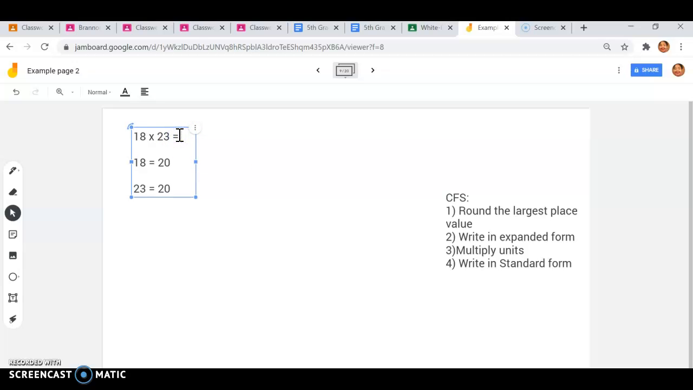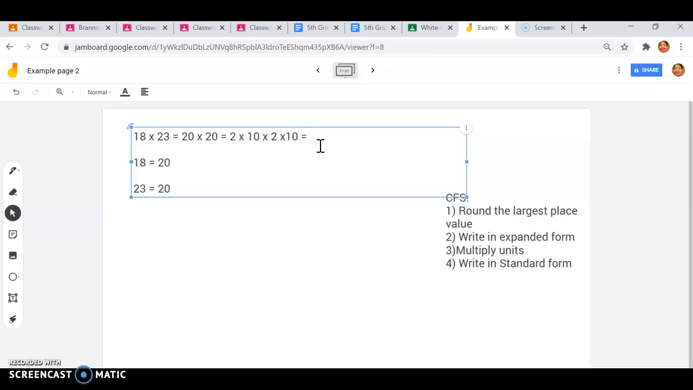So when we come here, our estimation is going to be 20 times 20. And I'm going to expand this so it can all be in the same row. So here we have 20 times 20. We're then going to want to write it in expanded form. So that expanded form looks like 2 times 10 times 2 times 10. This should look really familiar from what you did yesterday in class, right? We're simply splitting up those numbers in groups of 10s, 100s, or 1000s.